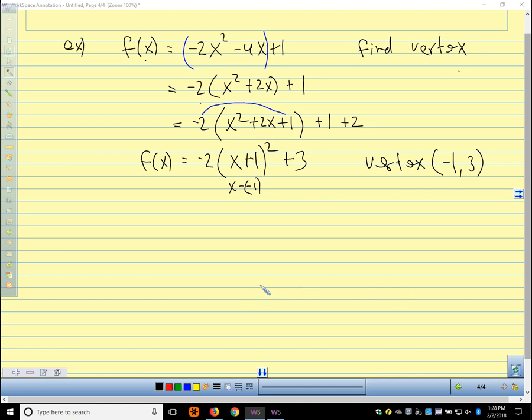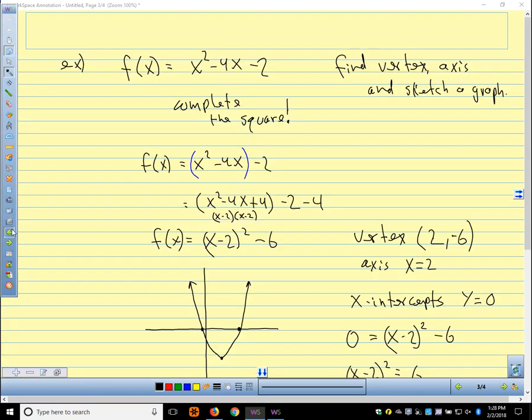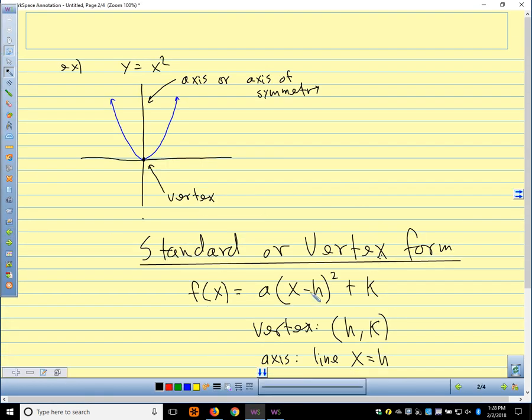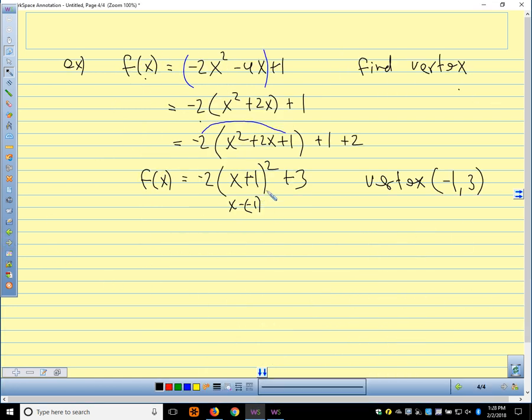All right, questions there? In the parentheses you wrote x plus 1. So I could write this as x minus negative 1, because in our vertex form it is x minus h. So this is x minus negative 1. Okay?